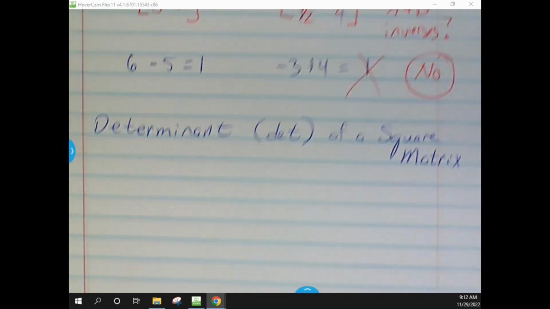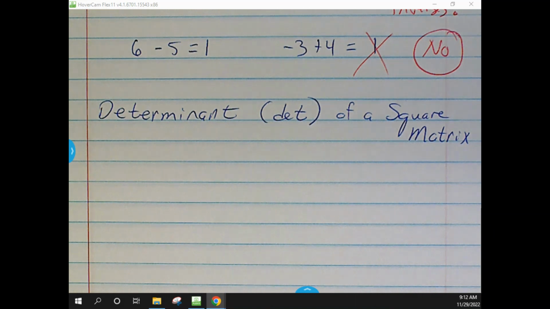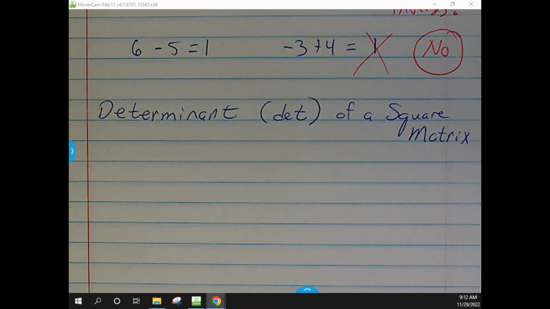All right, and when we're doing determinants, it has to be a square matrix. If it's not a square matrix, we don't have to worry about it. Okay, for 2 by 2 matrices, it's really pretty simple.